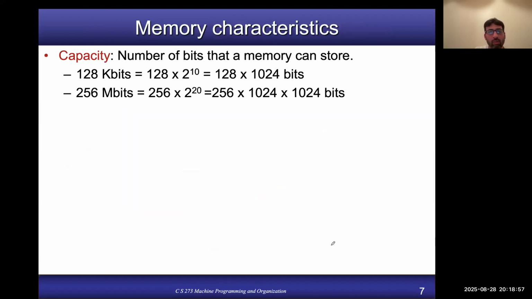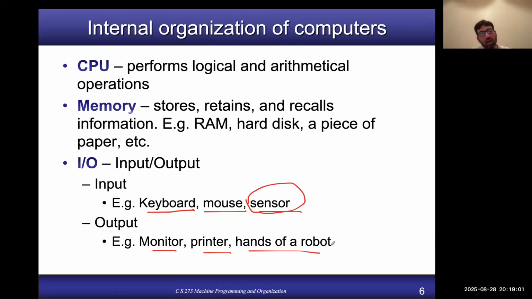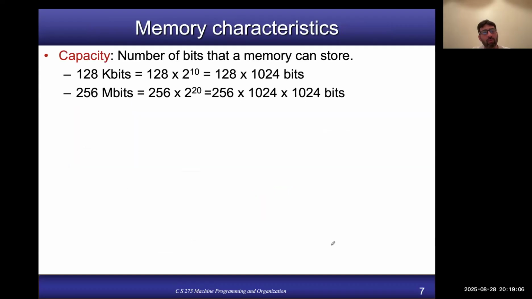Okay, memory characteristics. We will now talk a little deeper about each of these components: CPU, memory, and I/O. Let's first talk about memory. How do we characterize memory? The first parameter which characterizes the memory chip is the capacity.